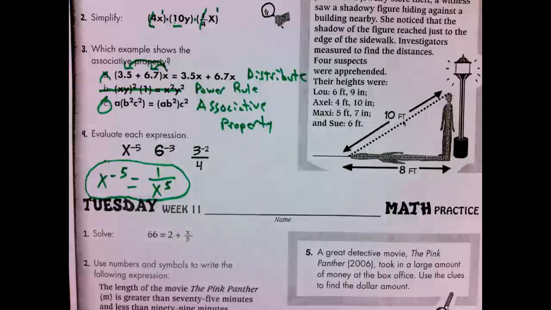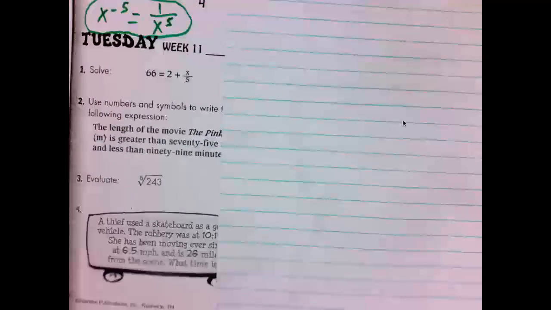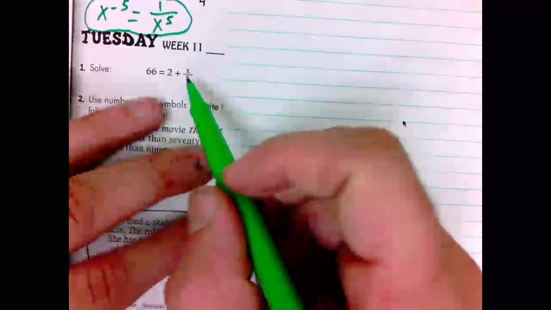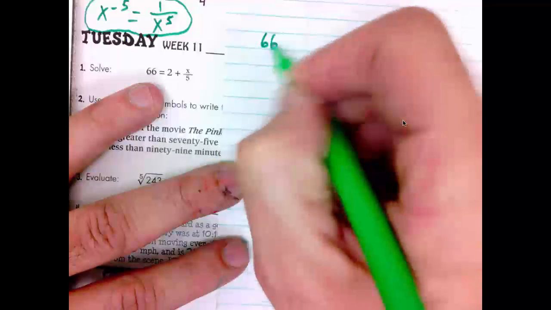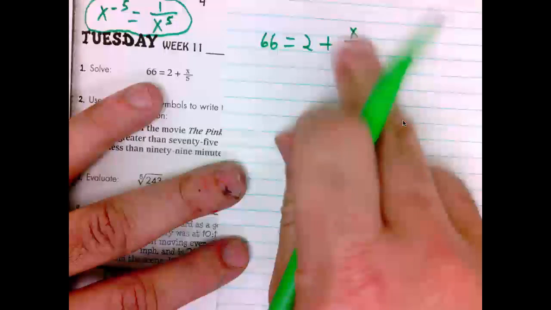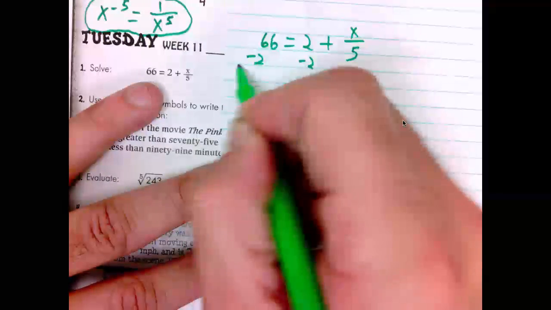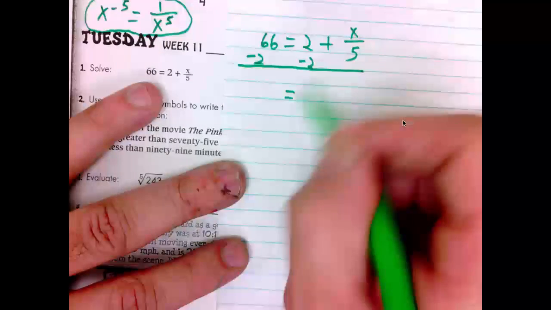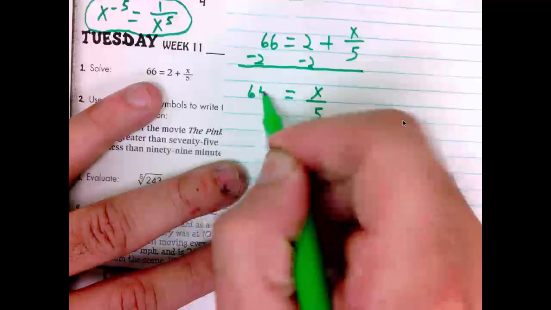Okay, skipping down to Tuesday now. Number 1 says 66 equals 2 plus x over 5. Well, solving for x, I want to get the x by itself. If I want to get the x by itself, I first want to handle this 2. Subtracting 2 on both sides. The 2's subtract to leave x over 5. 66 minus 2 is 64.